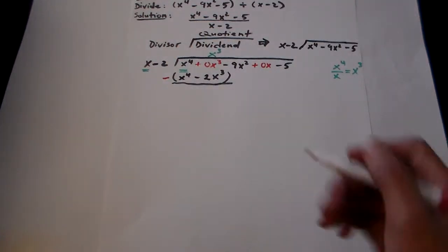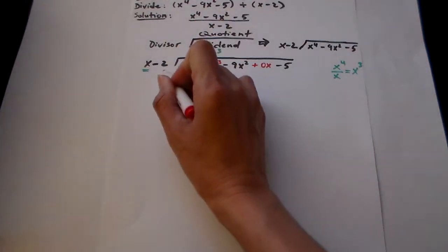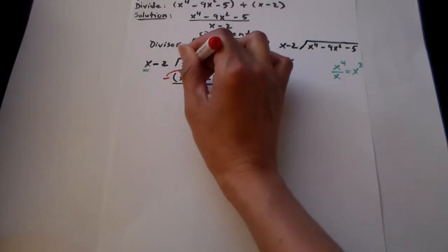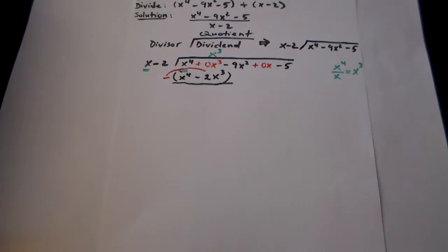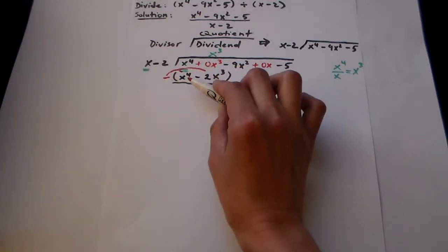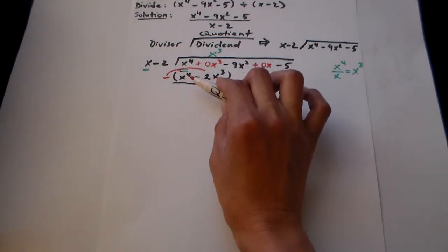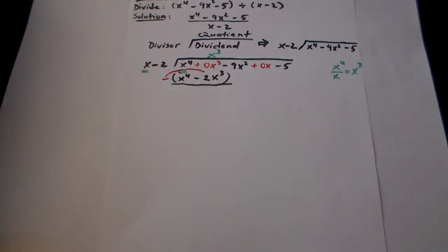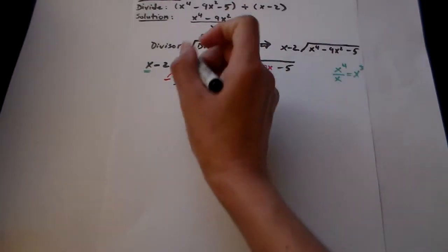Now when you subtract, I always subtract from top to bottom because I will distribute this negative to every term inside the parentheses. So negative times x to the fourth is negative x to the fourth plus x to the fourth is 0. So you know that you have 0 over here.